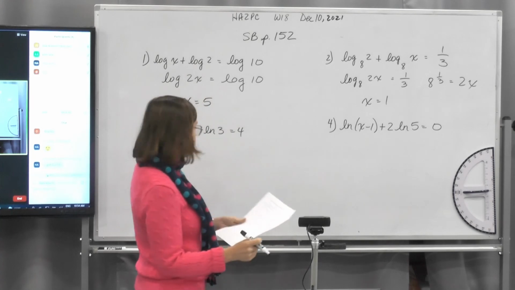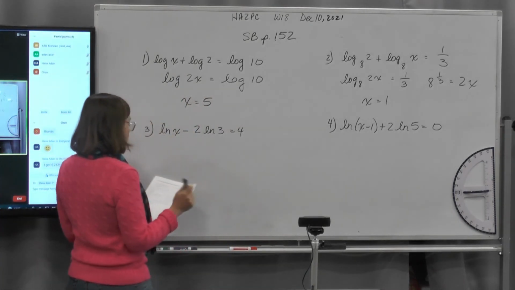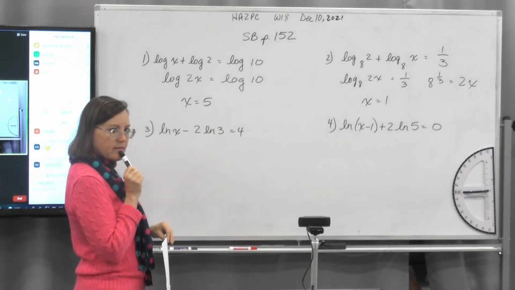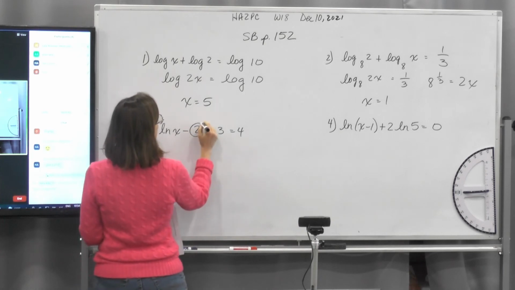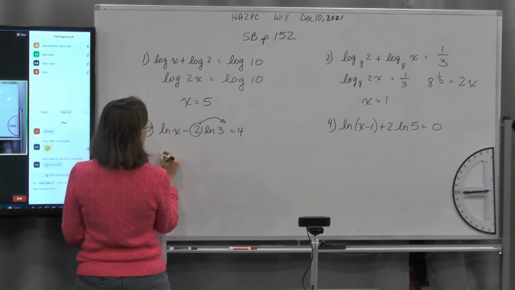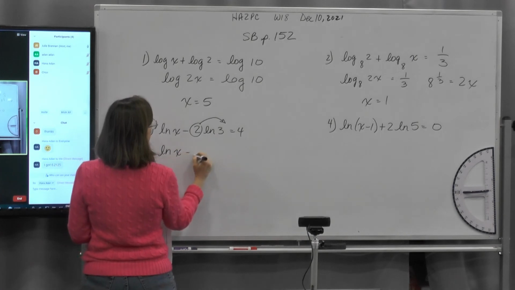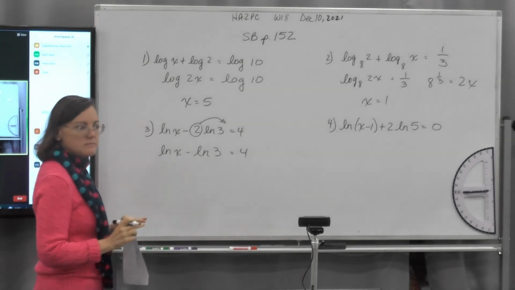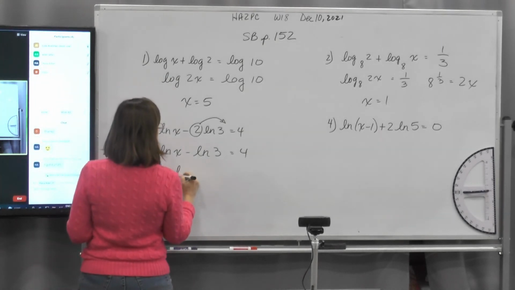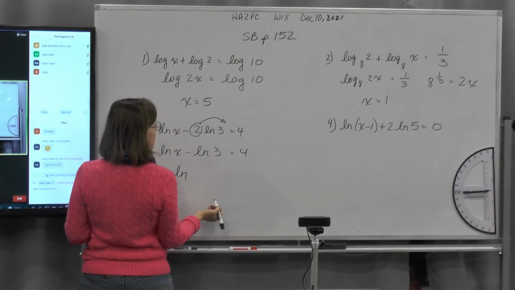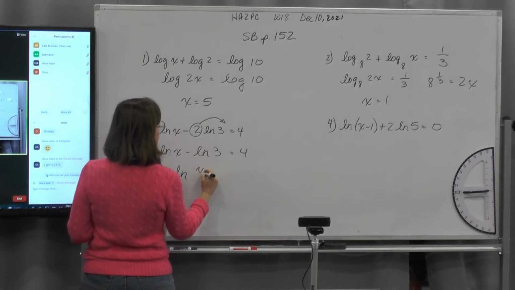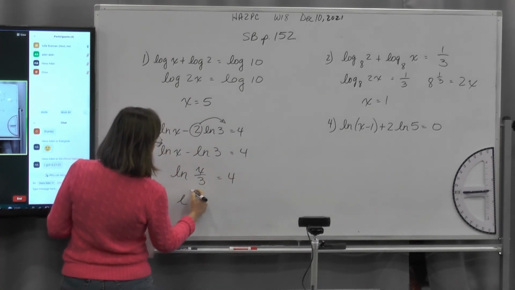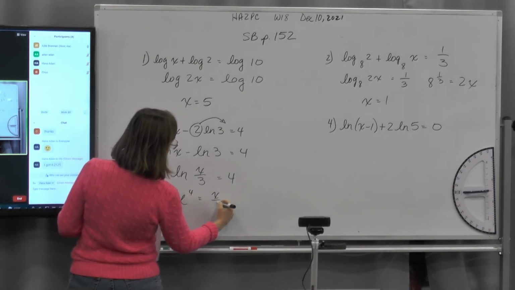Okay, number 3. What's the first thing you ought to do with number 3? Move the 2. Yes, move this up to here. What does that allow me to do? To divide it. Now I can combine these two, so this becomes the natural log of x over 3. So now express it: e to the 4th is equal to x over 3.